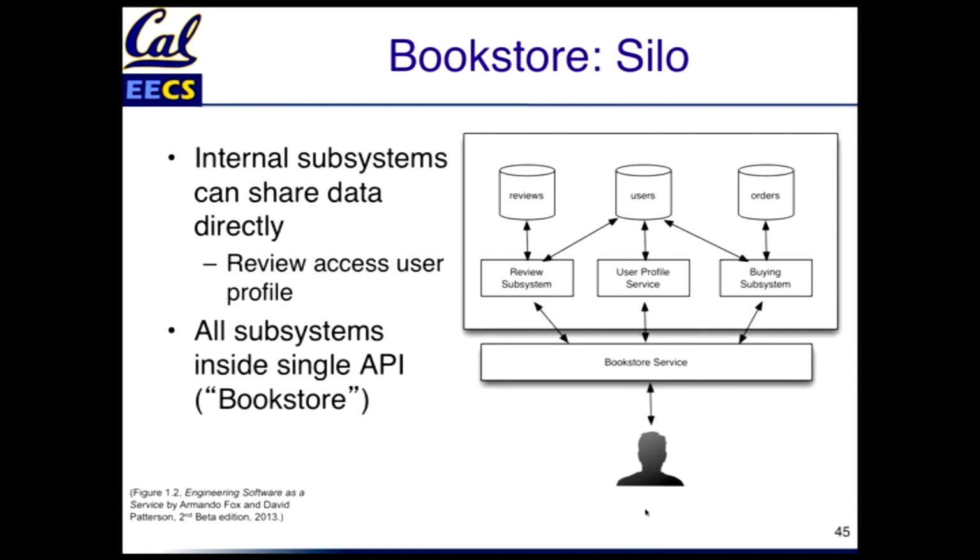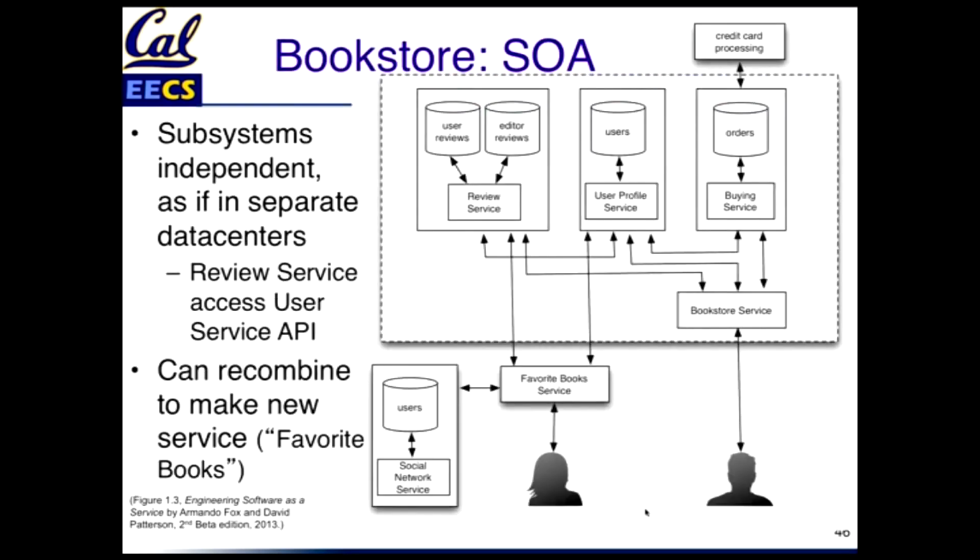The service-oriented approach has a lot of the same components, but these are now services. So the review service has editor and user reviews, then the user profile service, the buying service, and you can combine those together to get the bookstore service just like we had before. So it's a little bit more overhead. You pay the network overhead of providing the service, but it works.